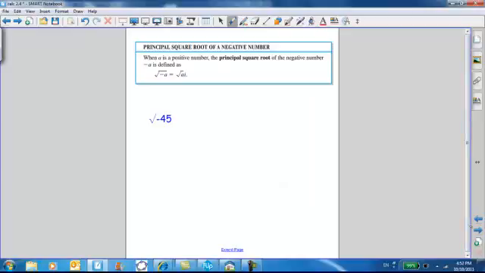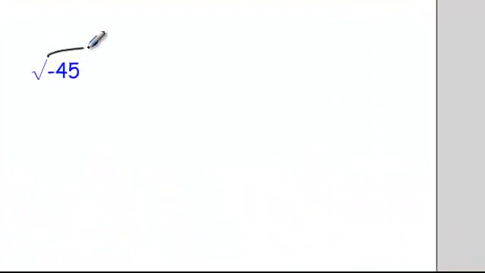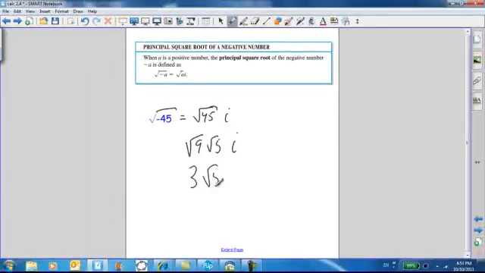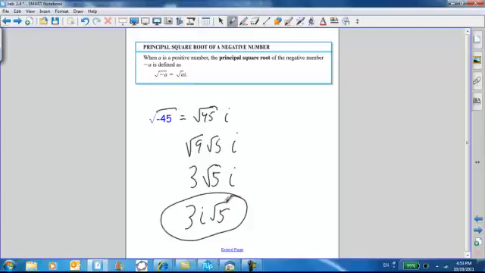Square roots of negative numbers now. This comes up a lot when we solve with the quadratic formula. Square root of negative 45, we have to look for the perfect squares inside here. Well, the first thing we do is write it as the square root of 45 times i. And then you can get a perfect square. That's square root of 9 times square root of 5 i. So 3 square root of 5 i. And sometimes it's written this way, 3i square root of 5, just so people don't mistakenly think the i is in the square root.